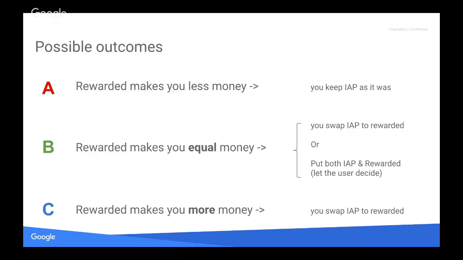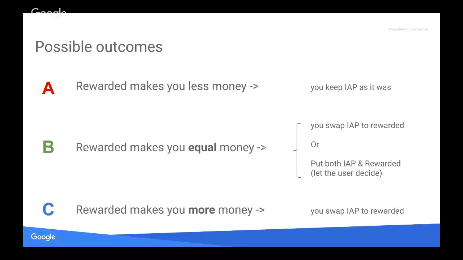Let's say that rewarded makes you equal money as your in-app purchase. That is, for every 1,000 users, you're making the same amount of dollars if you offer those extra levels through in-app purchase, or if you offer them by them watching a rewarded video ad. Well, you have 2 options. You can either extrapolate that 5% of the users all the way to 100%, taking away in-app purchase, or you may want to put both in-app purchase and rewarded. In other words, let the user decide how he wants to get those extra levels.